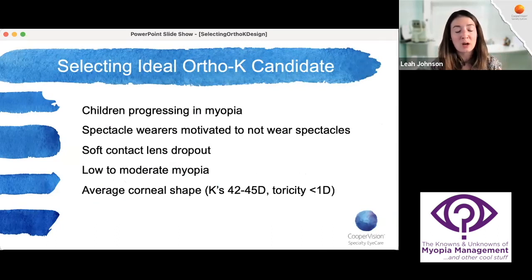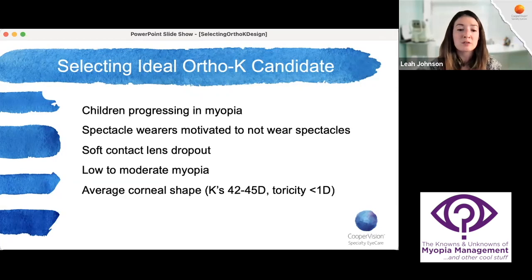So some of these suggestions: children progressing in myopia. Children tend to not be as picky with their vision, and they let you build up your confidence as you're learning to fit ortho-k. Spectacle wearers motivated to not wear spectacles. They want to have a lens-free lifestyle. A lot of them are contact lens dropouts, perhaps, and they've gone back to glasses. So they're so excited to find another option to have corrected vision without wearing spectacles. Soft contact lens dropouts, low to moderate myopia, those are ideal ortho-k candidates.